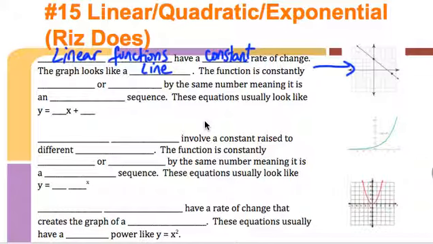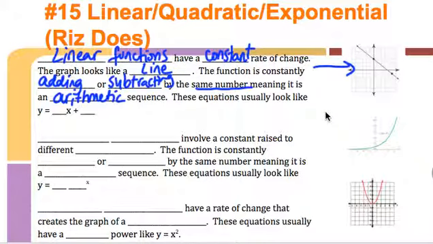The function is constantly adding or subtracting by the same number, meaning it's also called an arithmetic sequence. So like arithmetic is about adding and subtracting, linear functions are about adding and subtracting constantly. These equations usually look like y equals mx plus b. So if I were to give you an example, it would be something like y equals 2x plus 1. Okay?